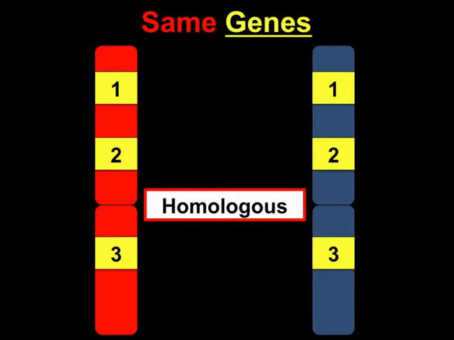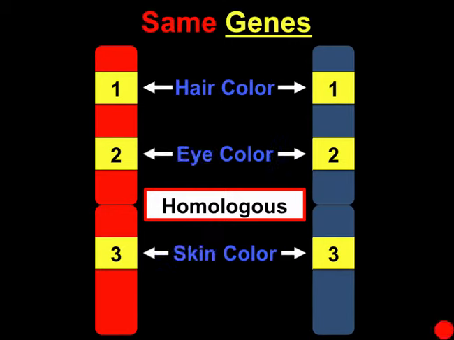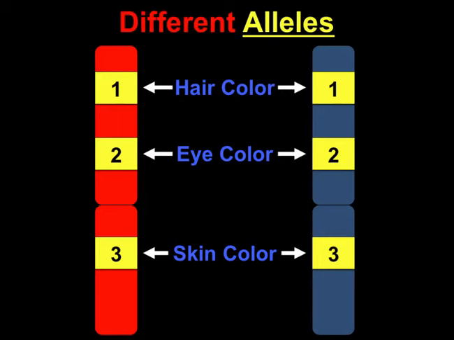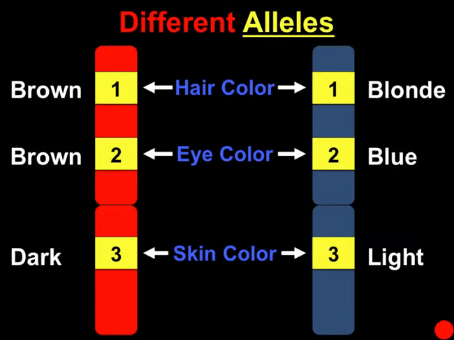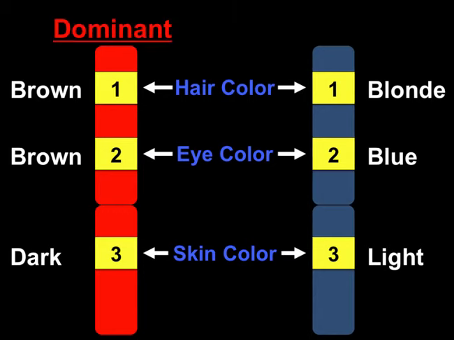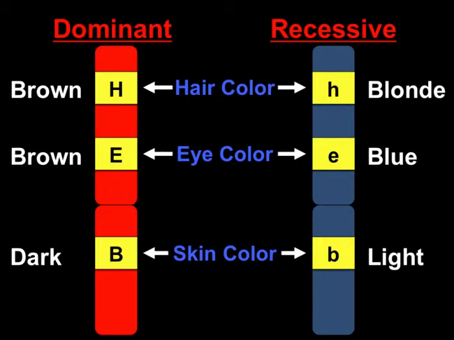So on a homologous chromosome, you'll have the same genes, so for example, hair color, eye color, and skin color, but you could have different alleles, which are different versions of those genes. So for example, brown versus blonde hair, brown versus blue eyes, and dark versus light skin. Now, some of these alleles are going to be dominant, meaning they always show up, and so we're going to give them big letters, and the others might be recessive and little letters.